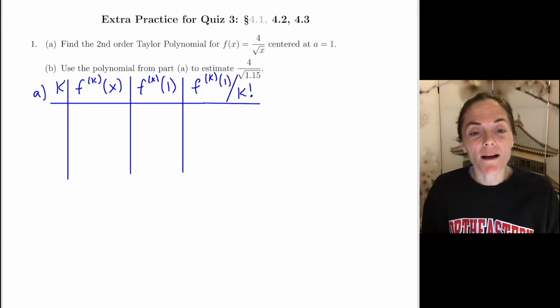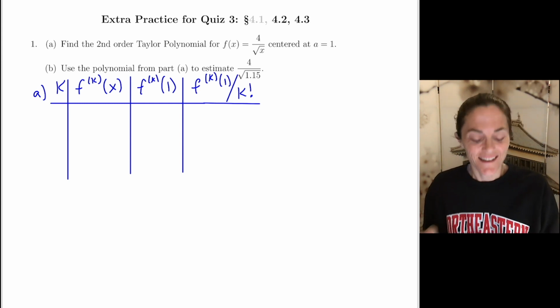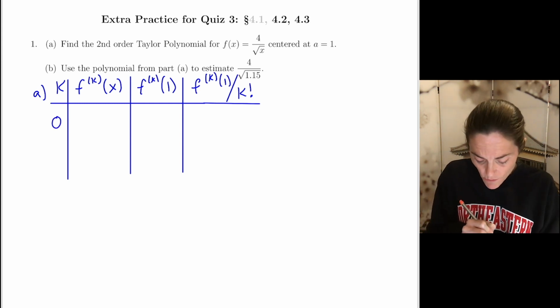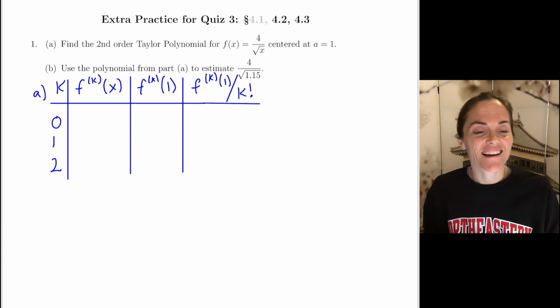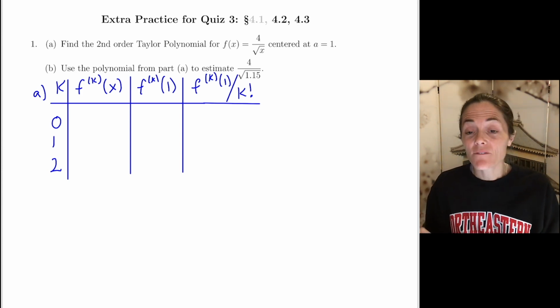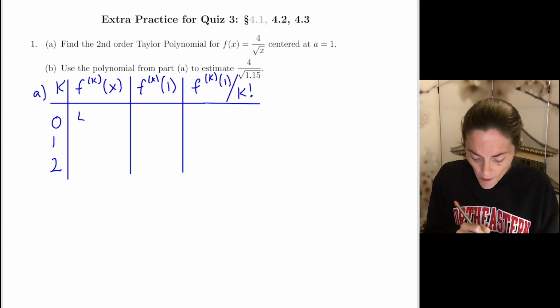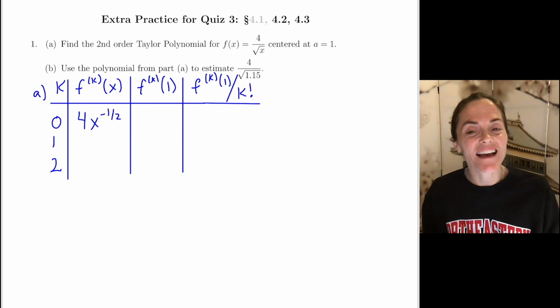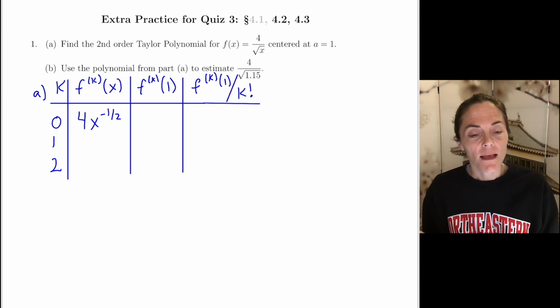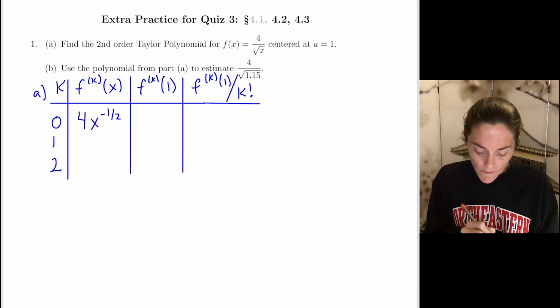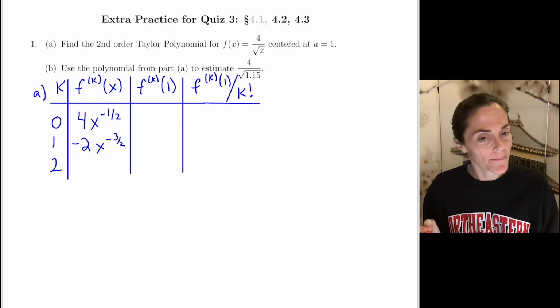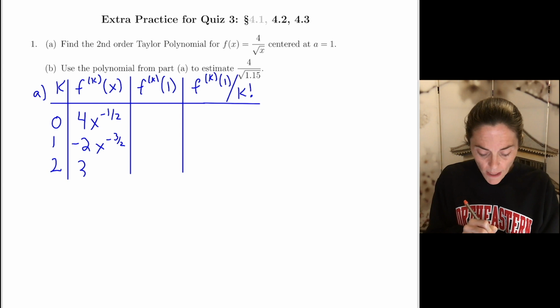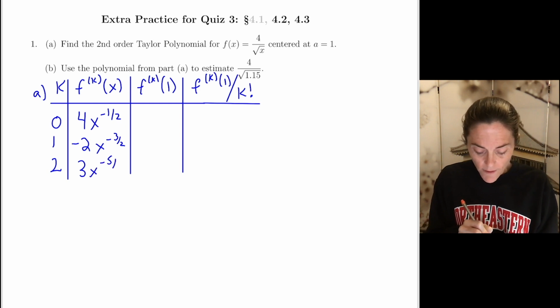Now in number 1, we want second order. And so I need to go down to k equals 2. My function itself, well, it will help me in differentiating to write this as a power. We have 4x to the minus 1/2. And now I take the derivative. This would be minus 2x to the negative 3/2. And then differentiate one more time. We will have positive 3x to the minus 5/2.